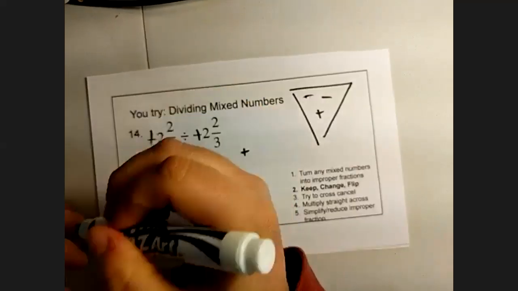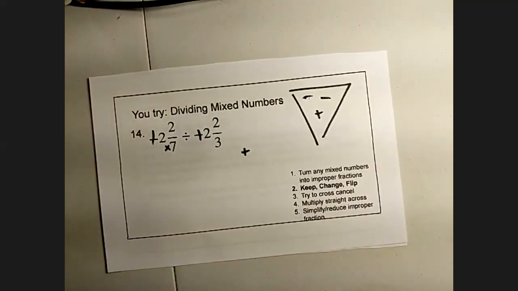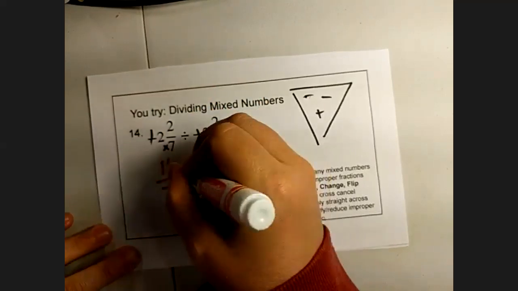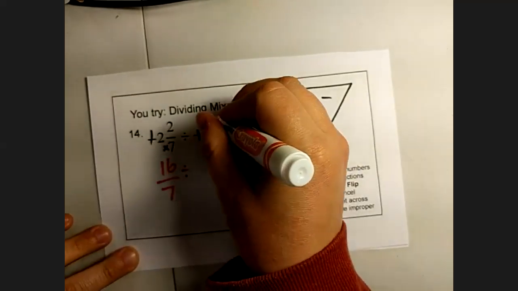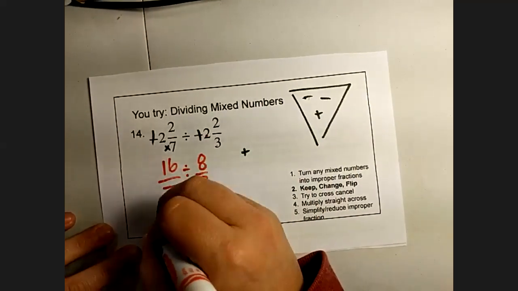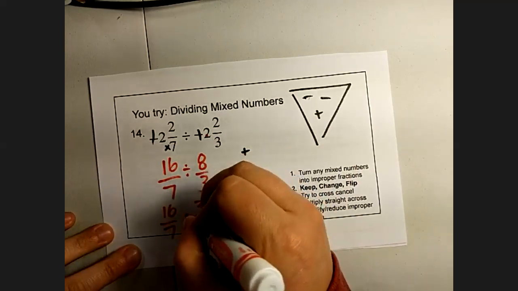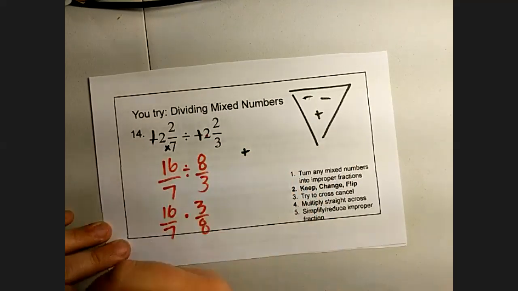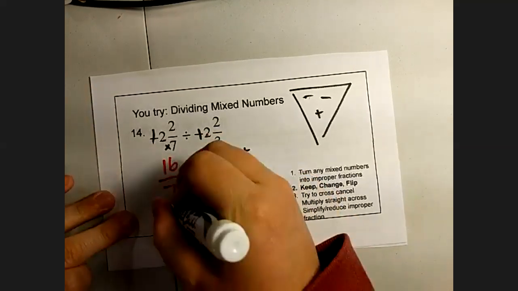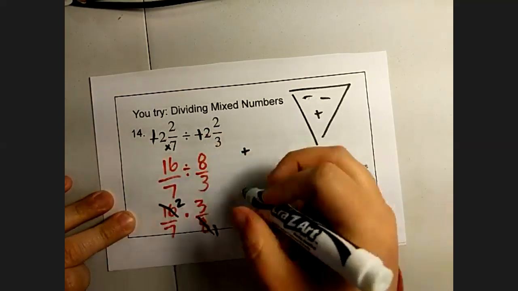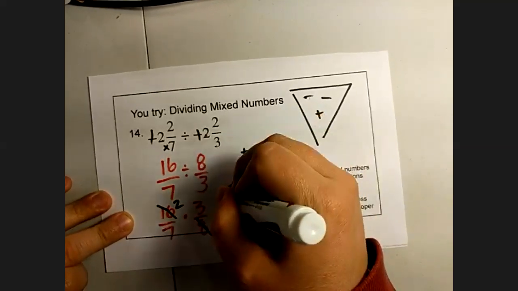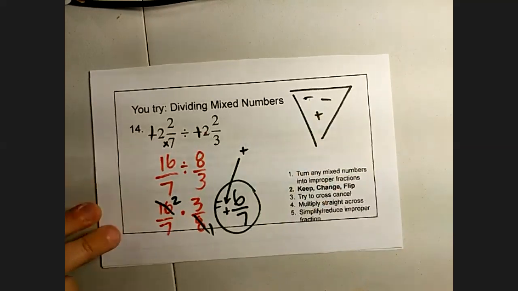I'm going to multiply and add to make them improper. 2 times 7 is 14, plus 2 is 16/7, divided by 6 plus 2 is 8/3. We can keep, change, and flip. Then we can do our cross canceling. 16 and 8, 1 and 2. Can't do anything with 3 and 7, so we go straight across and we end up with positive 6/7.